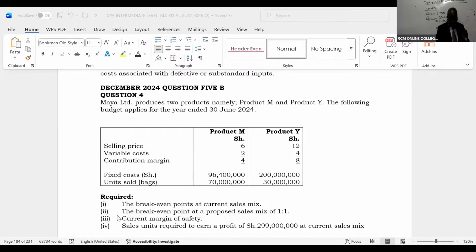Number 2. They want us to give them the break-even point at a proposed sales mix of 1:1. So if the sales mix is 1:1, what do you think will be the weight of product 1?